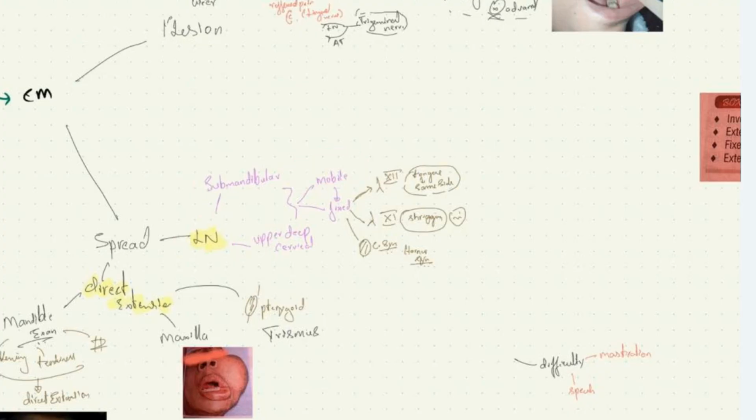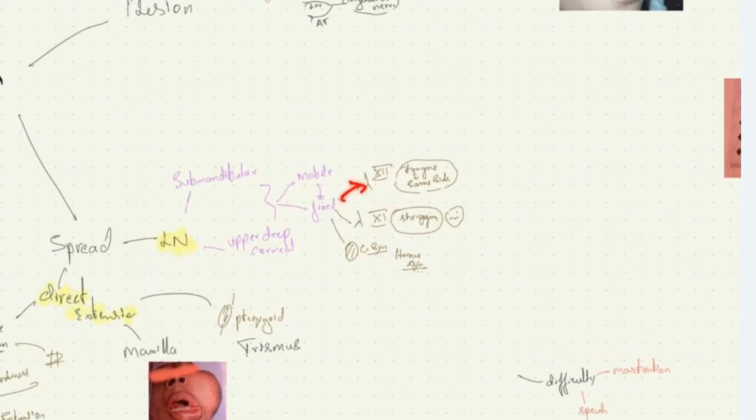After becoming fixed, the tumor can spread to the 11th nerve, the 12th nerve, and the cervical sympathetic ganglion. Involvement of the 12th nerve causes hypoglossal palsy and deviation of the tongue to the same side, involvement of the 11th nerve causes impaired shrugging of the shoulder, and involvement of the cervical sympathetic ganglion causes Horner syndrome.